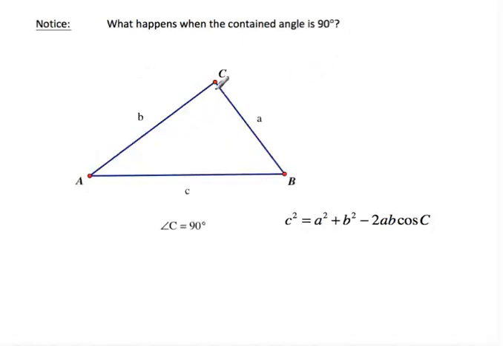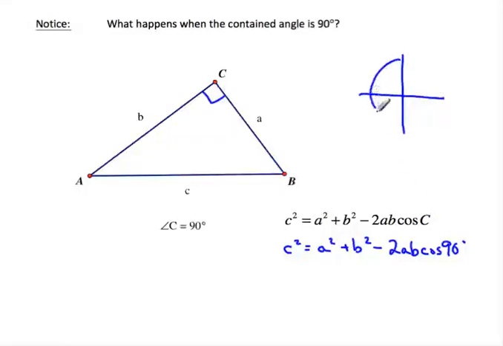So in this diagram, let's make C our contained angle in question, so it's 90 degrees. Now if we let C be 90 degrees and just leave the rest of the sides as variables, we get c squared is equal to a squared plus b squared minus 2ab cos of 90. And you'll recall that the cosine of 90 is the x value on the unit circle when our principal angle is 90. So we're up here, and the x value of that point, 0, 1, is 0. So cosine of 90 is 0.